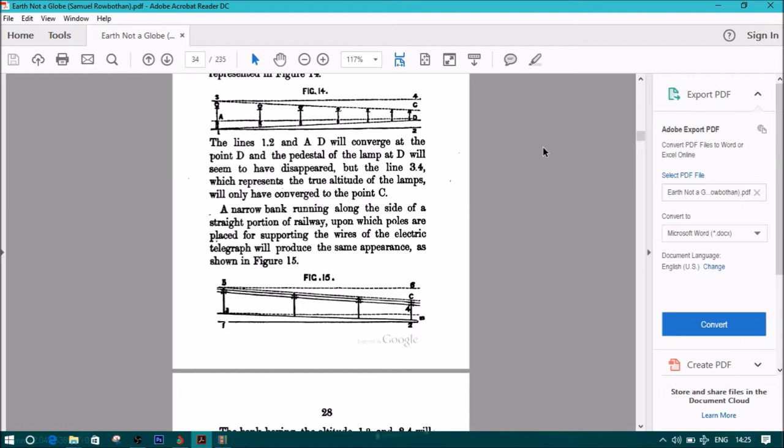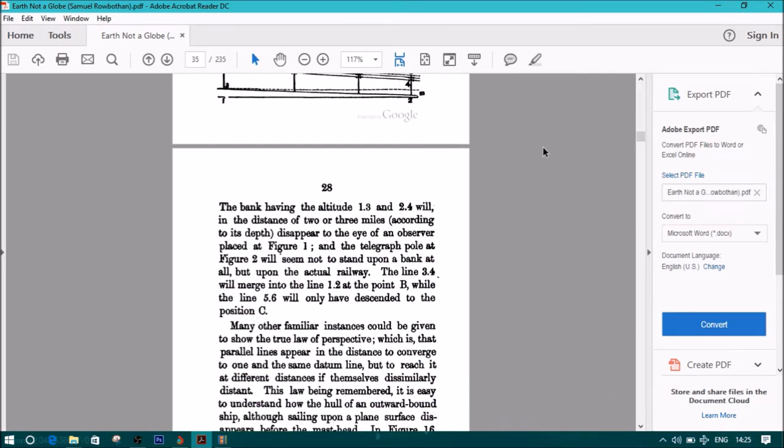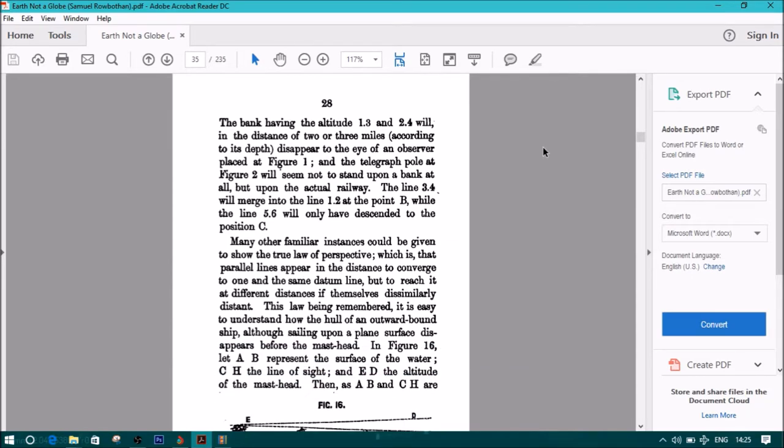A narrow bank running along the side of a straight portion of railway upon which poles are placed for supporting the wires of the electric telegraph will produce the same appearance as shown in figure 15, talking about telephone poles. The bank having the altitude 1.13 and 1.24 will, in the distance of 2 or 3 miles, according to its depth, disappear to the eye of an observer placed at figure 1.